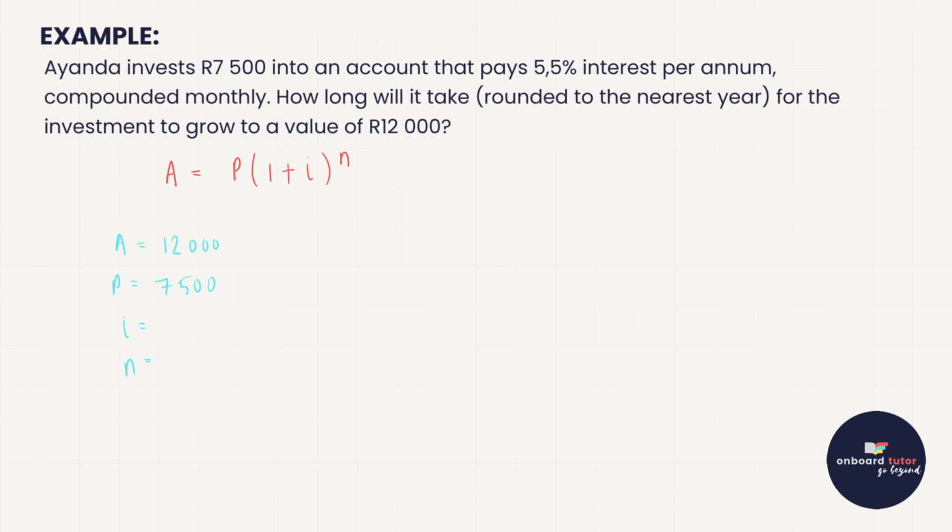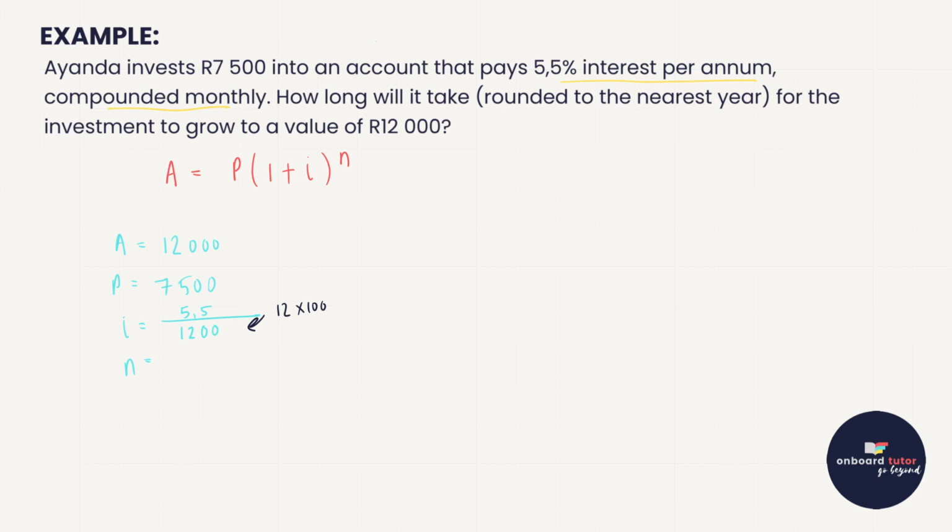Then i is the interest rate. Now we've got to be careful here: interest is per annum, compounded monthly. So we're going to take our interest rate, which is 5,5%. Because it's a percent, we're going to divide by 100, but because it's compounded monthly, we're also going to divide by 12. So I like to just go 1,200 there. That's 12 times 100 because of the percentage. You can write that however you like. I like to do it all in one step like that, which makes my calculation a little bit simpler.